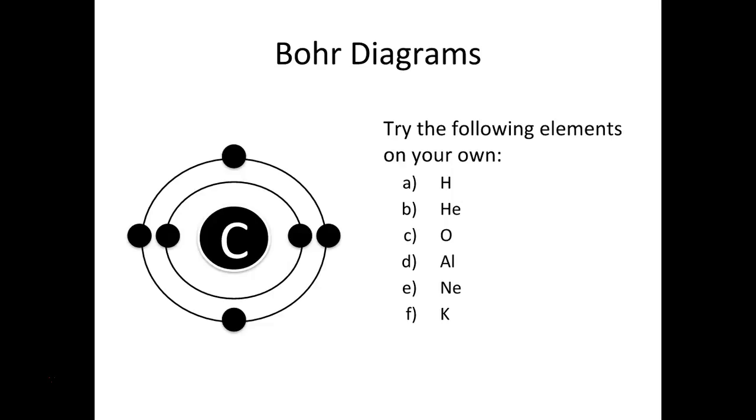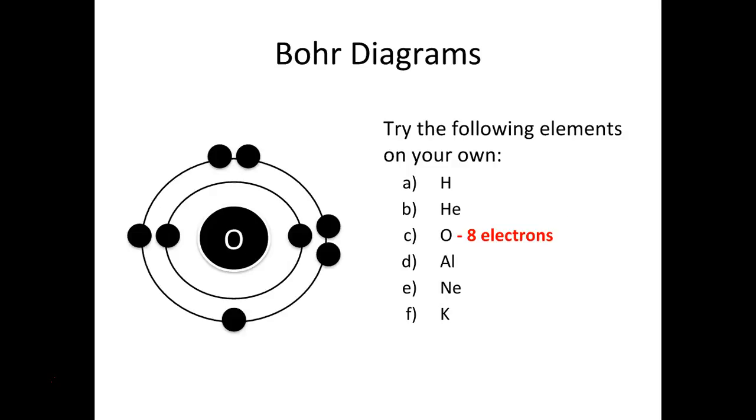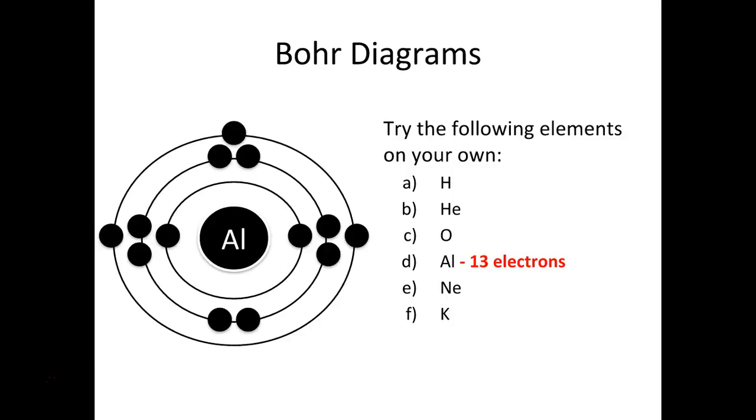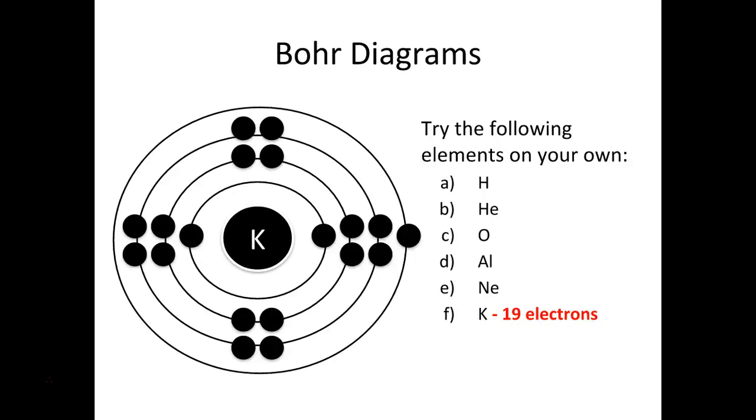So try drawing these Bohr diagrams for the following elements. We've got hydrogen. That should have 1 electron. Helium, also in the first period, but has a full outer shell. That should have 2 electrons. Oxygen should have 8. Aluminum should have 13, neon should have 10, and potassium should have 19.